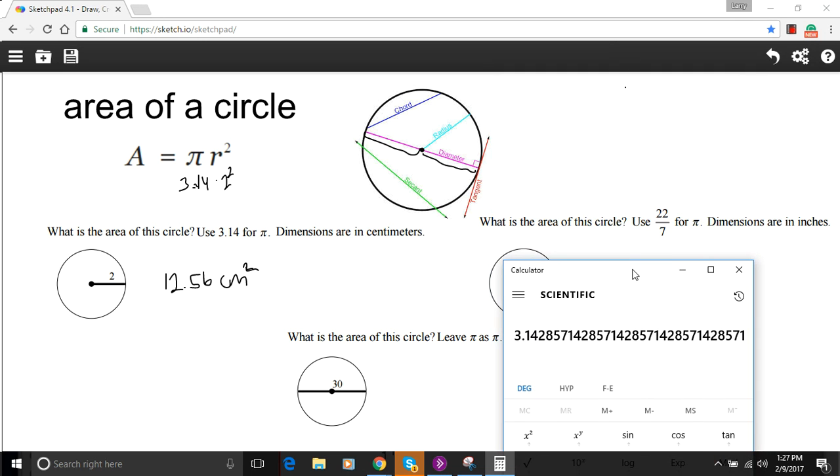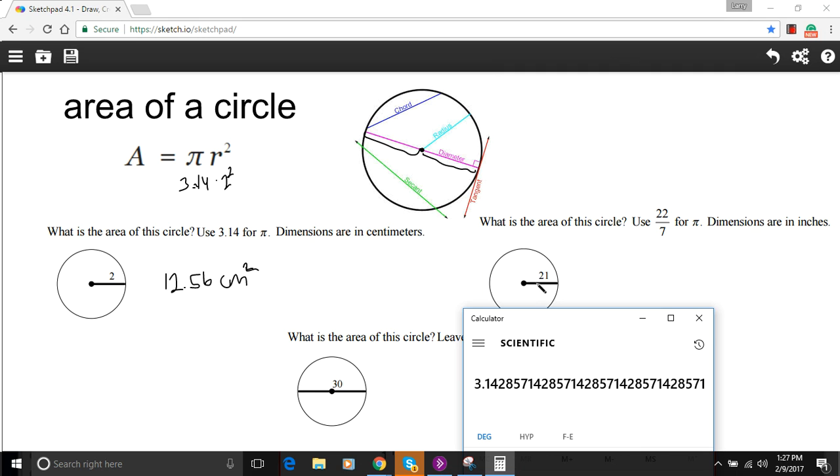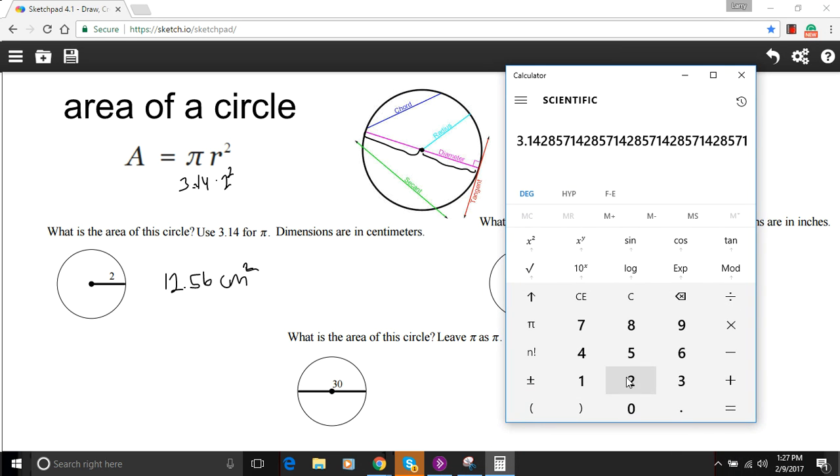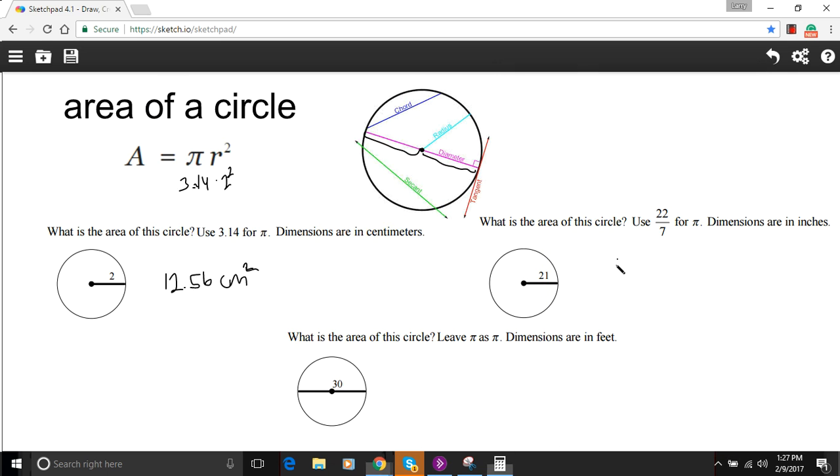That's our pi. And we want to multiply that by the radius squared. Well, 21 squared, I don't know that off the top of my head. So let's just type in 21 times 21. So that's 21 squared. That's our radius squared. And now we have to multiply it by 22/7. I can do that on the calculator by multiplying by 22 and then dividing by 7. So I got 1,386. Wow. It's a big circle. And this is inches, and it's area, so it's square inches.